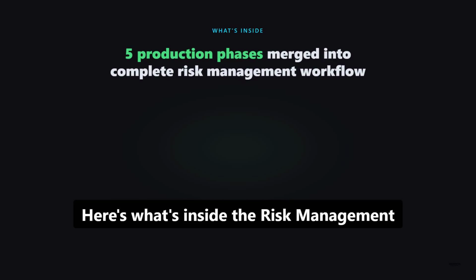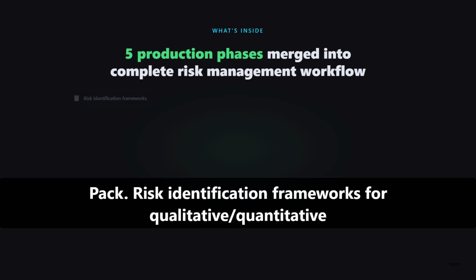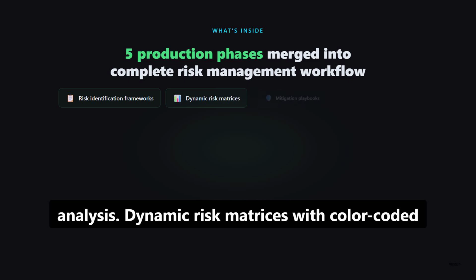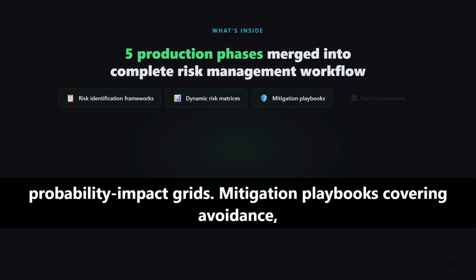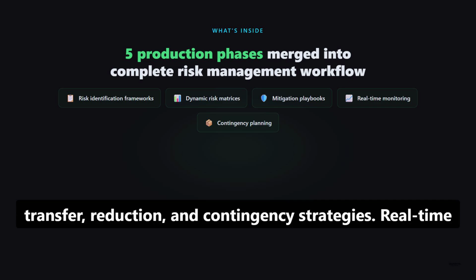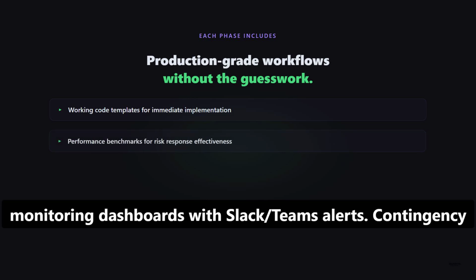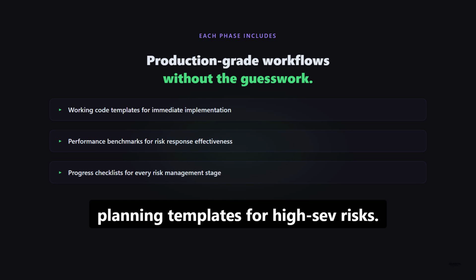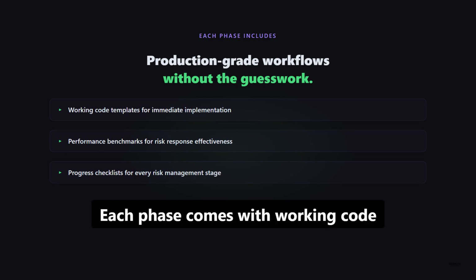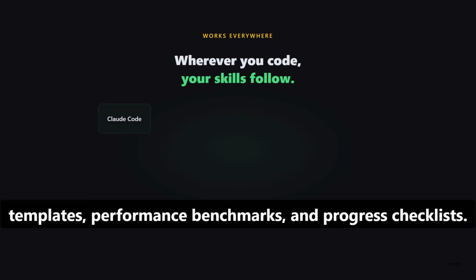Here's what's inside the Risk Management Pack: risk identification frameworks for qualitative/quantitative analysis, dynamic risk matrices with color-coded probability impact grids, mitigation playbooks covering avoidance, transfer, reduction, and contingency strategies, real-time monitoring dashboards with Slack/Teams alerts, contingency planning templates for high SEV risks. Each phase comes with working code templates, performance benchmarks, and progress checklists.